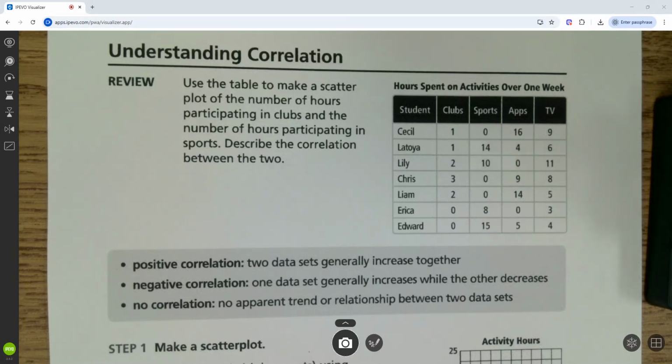Understanding correlation. Use the table to make a scatter plot of the number of hours participating in clubs and the number of hours participating in sports. Describe the correlation between the two.